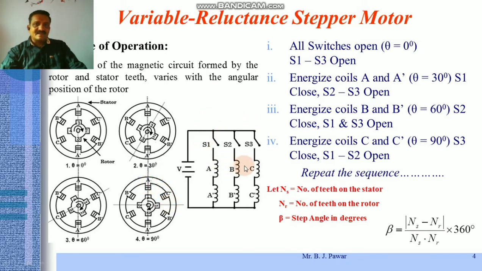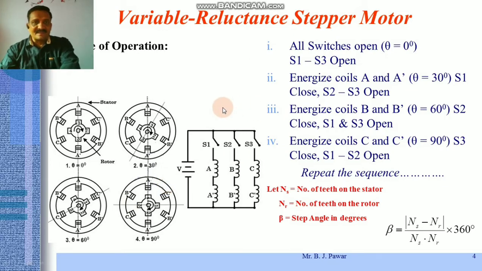Right, now this happened during the first sequence of S1, S2 and S3, as they get closed sequentially. Similarly, if we want the next 90 degree rotation, then by the same sequence just close the switches S1, S2 and S3. This rotor will get shifted over here again for the next 90 degree, and again over here with the same sequence like this.